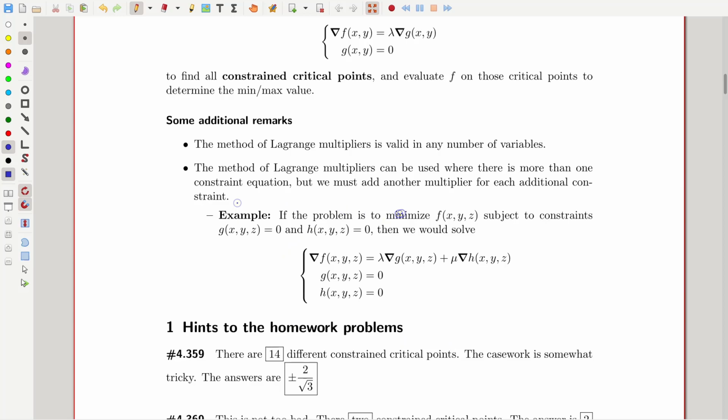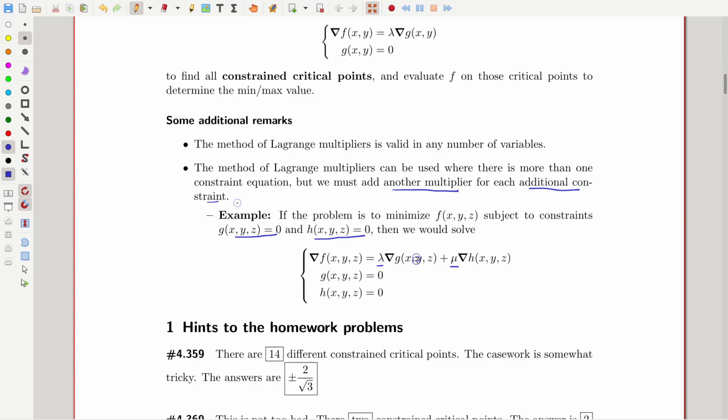But what happens if you have multiple constraints is you end up needing to add another multiplier for an additional constraint. So here is a sketch of an example. If you have two constraints, g equals 0 and h equals 0, two separate functions that constrain the solutions you're looking for, then using the method of Lagrange multipliers, you'd have to introduce two parameters. The constraints would have two parameters.